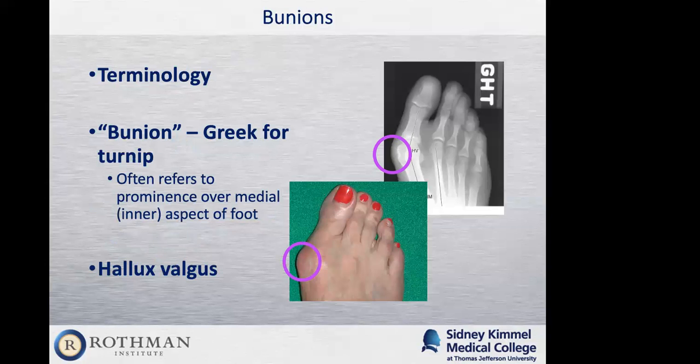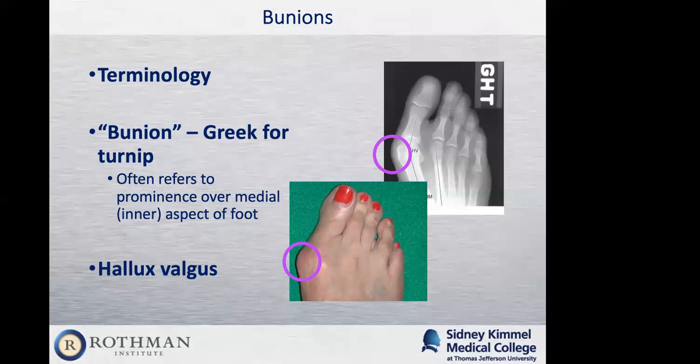When we talk about a bunion, the word bunion actually comes from the Greek word that was used to refer to a turnip. The reason was that oftentimes when you develop a bunion, you develop a prominence over the medial aspect of the foot. When I say medial, I mean the inner aspect, the side of the foot by the big toe. This prominence develops at the base of the big toe, and oftentimes, right around that purple circle, this area can become quite red from rubbing. That is where the Greeks thought it looked like a turnip, and that's where the term bunion came from.